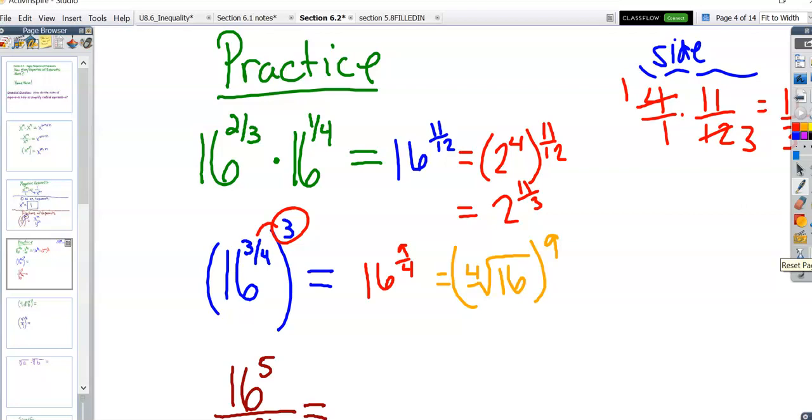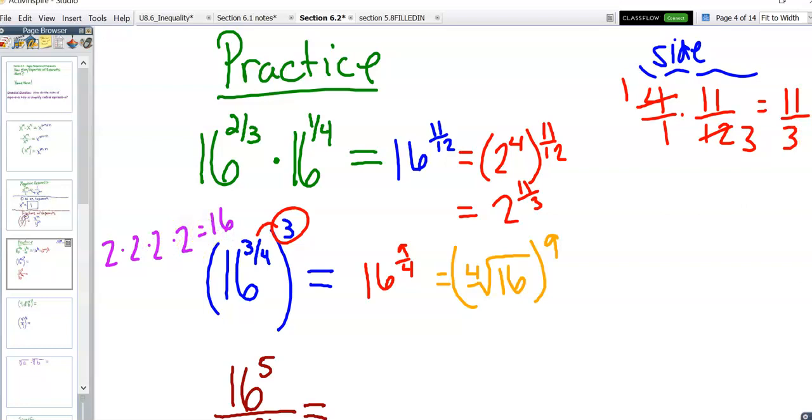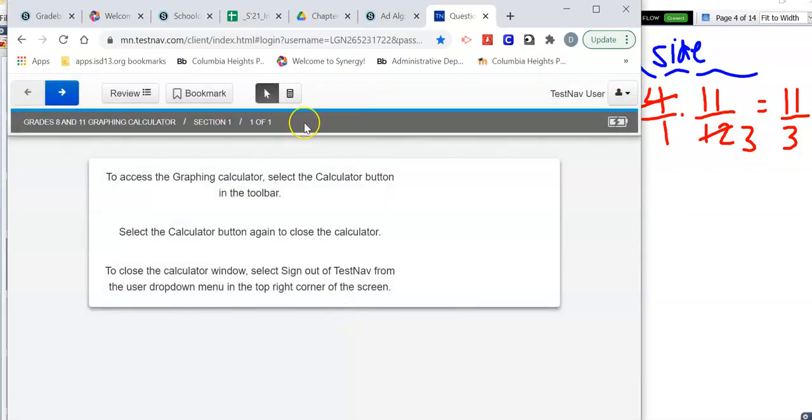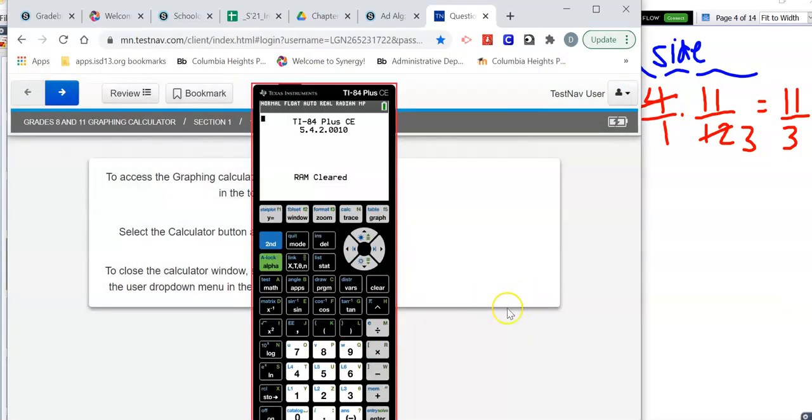The 4th root of 16 can be simplified to 2 because if you take 2 times 2 times 2 times 2, that equals 16. And then this final simplified expression becomes 2 to the 9th power. And if you type that in on your calculator, the exponent key is directly above the division symbol, so you would type 2, and then exponent, and then 9. And then you can hit enter. 512.